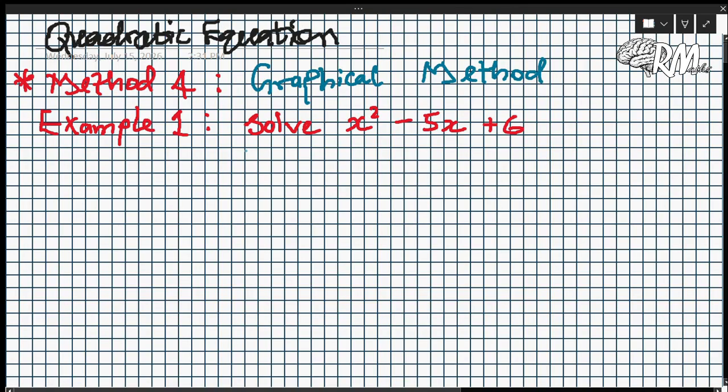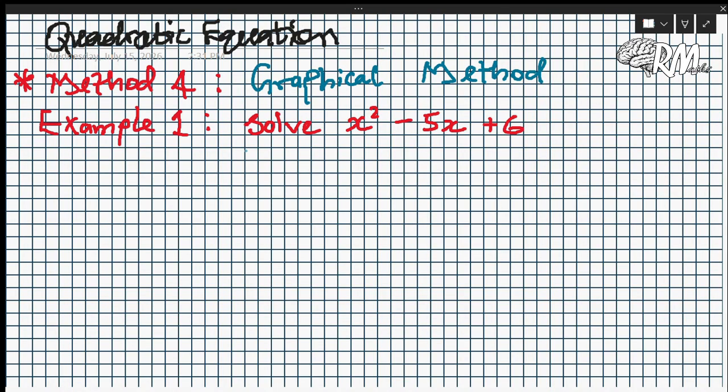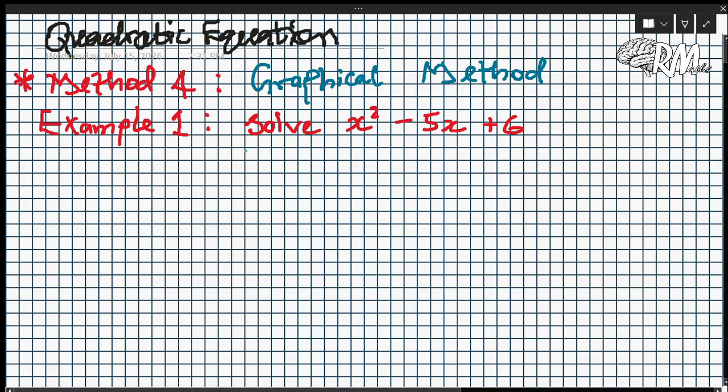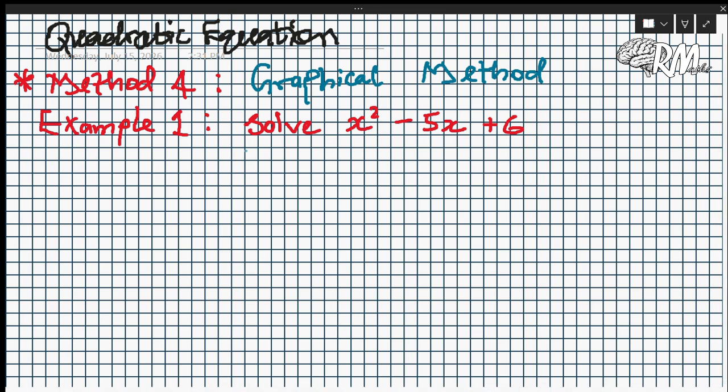Now the method 4, which is the graphical method. This one is not publicly used like that, except if you are really asked to use it. So here we're just going to draw the graph. But before we draw the graph, we have to create a table for the graph, and also we have to find the root where the curve cuts the x-axis. So let's solve this question.